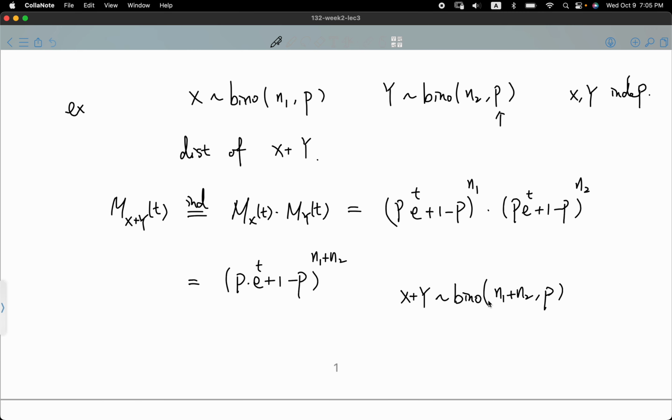This is only true when the probability stays the same between the random variables. If you have a subscript for the p, then this is no longer true, and you will have something else for your moment-generating function. Yeah, but this should conclude our example for the binomial: two random variables, and each of them follows a binomial distribution.